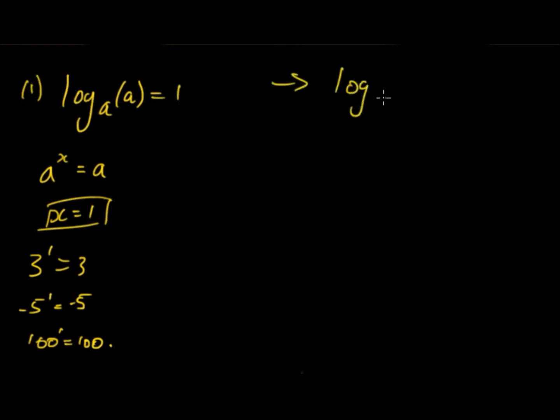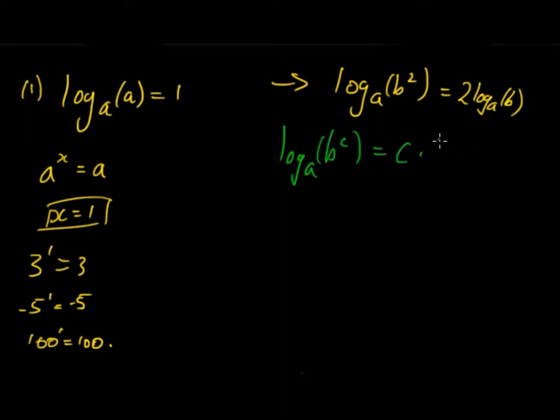What about this one? Log a to the b squared. At the moment, I'm just putting squared in there, but this could be a general function. Now, this is equal to 2 log a b. So in general, you can write this as log a to the b^c is equal to c times log a to the b. So effectively what we've done is we've turned that index and we've brought it down and it's multiplying.